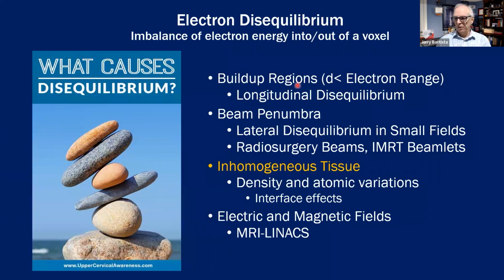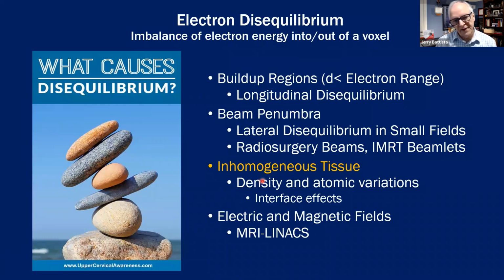Well, we talked about buildup regions, but the penumbra of a beam is also a region of disequilibrium. Like when we see field size and we see the penumbra, sometimes we think that penumbra is due to the size of the focal spot, say in a linear accelerator, but most of that penumbra is due to the electrons that are coming to the edge of the beam, coming out, and there's no electrons from outside the beam coming in to replenish the supply. So radiosurgery beams we've talked about, even IMRT, if there are small beamlets, we can have disequilibrium.